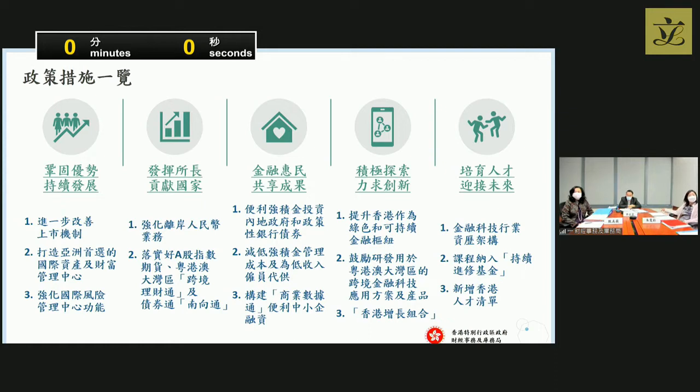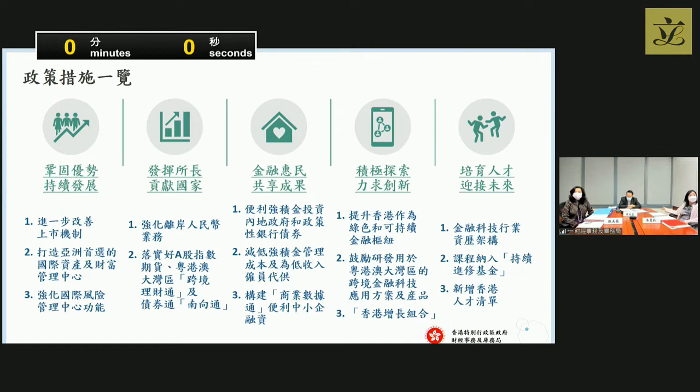have been calls for facilitating MPF investment in bonds issued by the central government. To this end, we plan to introduce legislative amendments to the relevant laws to incorporate the Central People's Government, the People's Bank of China, and three policy banks in the mainland into the list of exempt authority. We also plan to provide in the subsidiary legislation future power to designate other governmental bodies and policy banks in the mainland as exempt authority so as to facilitate MPF investment in bonds issued by them.